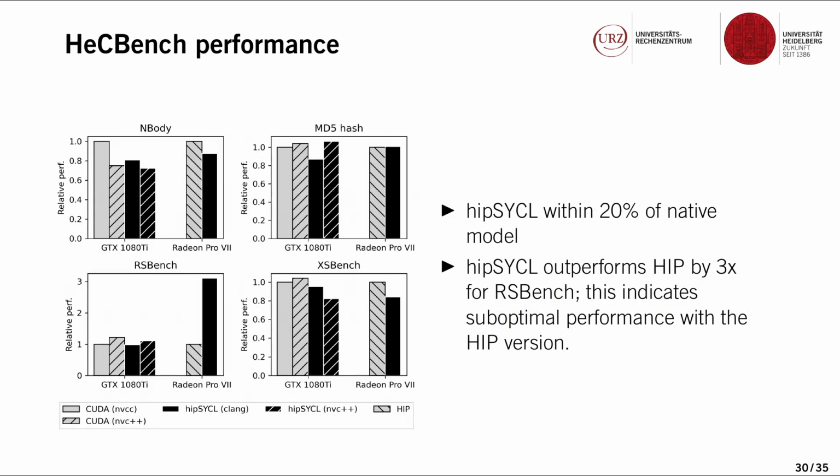If we're now looking at performance for HeCBench benchmarks, namely nbody, MD5 hash, RSBench, and XSBench, and the performance results are again normalized to the native models, so to CUDA using NVCC for NVIDIA and to HIP for AMD. We can see that for all those benchmarks, hipSYCL is within 20% of the native model, except for RSBench, where hipSYCL actually outperforms HIP by 3 times, probably because something is suboptimal in the HIP version of this benchmark.